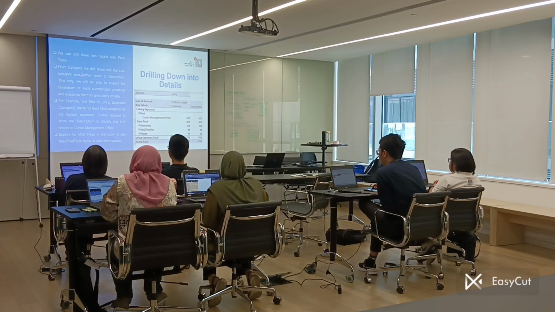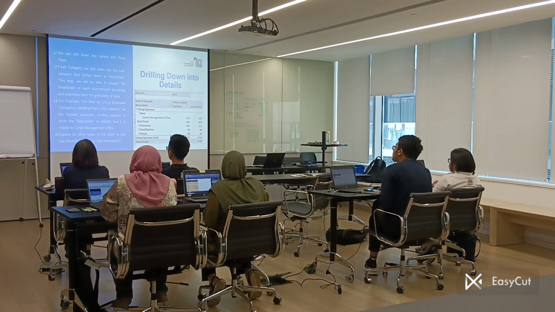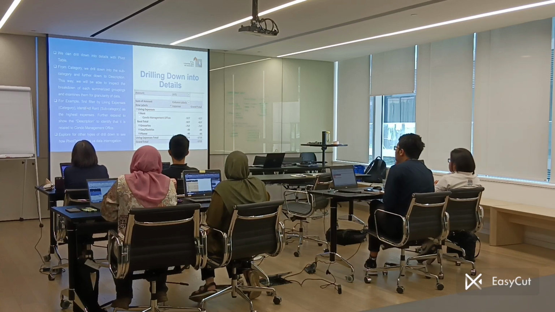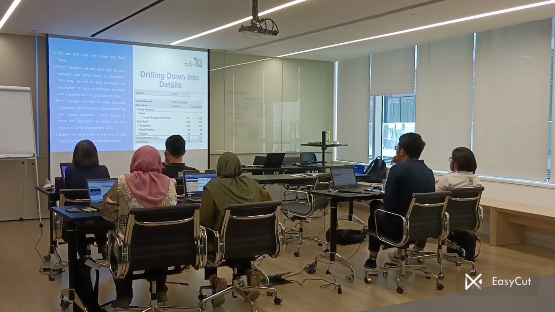We drill down further into subcategory, and then further down into description, which is basically from under living expenses, you expand more, under rent, and under condo management. That's how you drill down to get the information that you need.